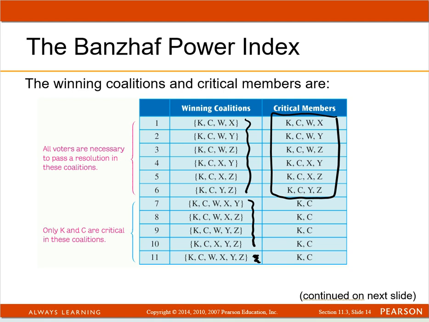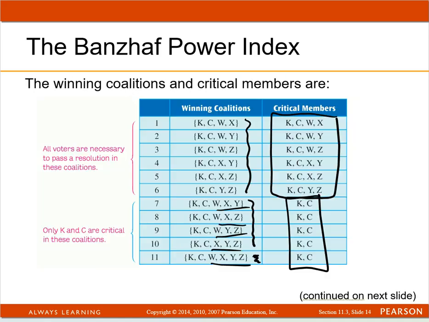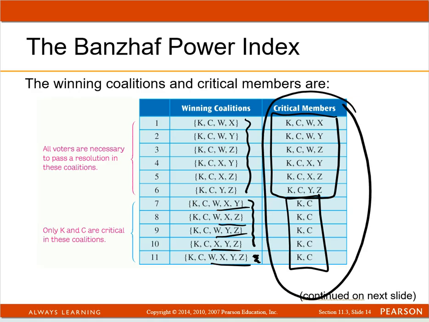So when you're looking at all of these, they have to have all of those. So they're all critical. But then when you go down to the last 7 through 11, only K and C are critical because they both have to be there. But because you have more than 2 associates, any single one of the associates can leave and it would still be a winning coalition. So there were 11 times. If you go back and you count how many are in here, there's 34 letters. K and C are each 11, and then W, X, Y, and Z are each 6, whatever. It adds up to 34.